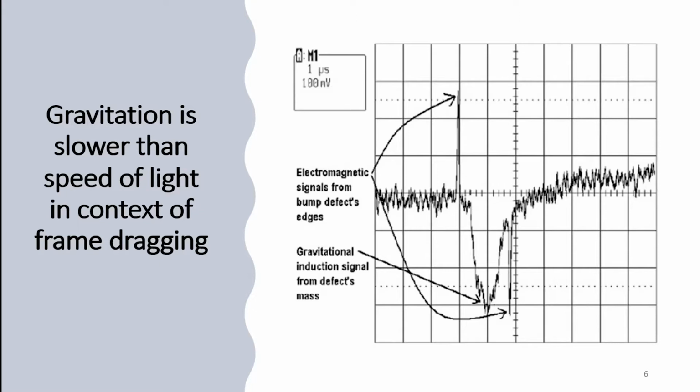When it hits the edge, the magnetic induction produced by that switch in the field direction at the speed of light reaches the sensor, and then followed by that, as you move to the right, you'll see the gravitational induction signal produced by the defect's mass. And then you'll see the second electromagnetic induction as the edge of the bump goes down on the other side.